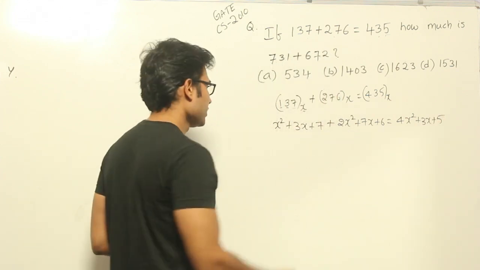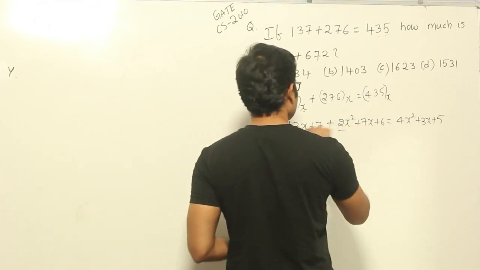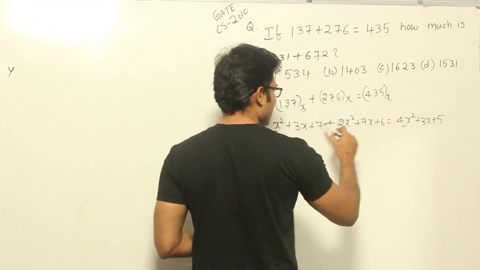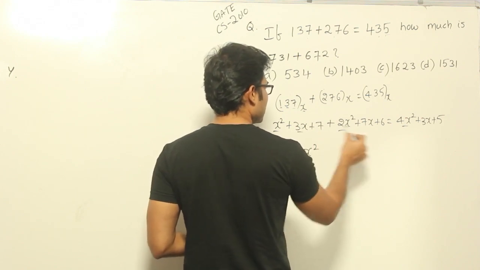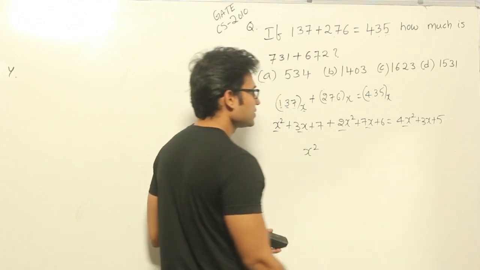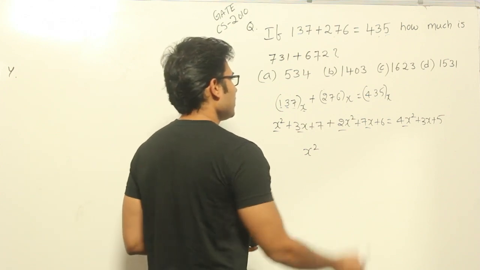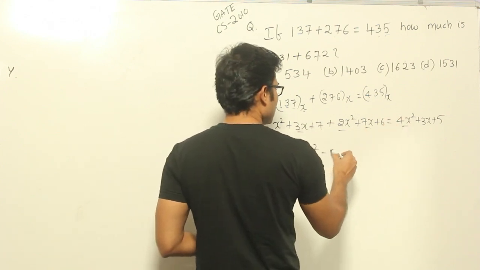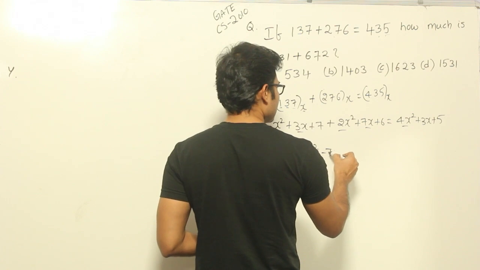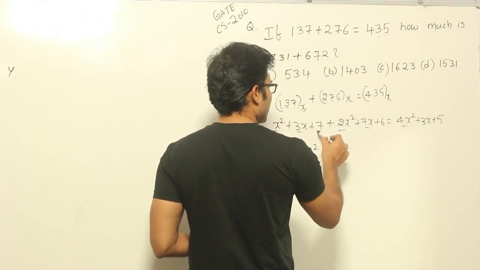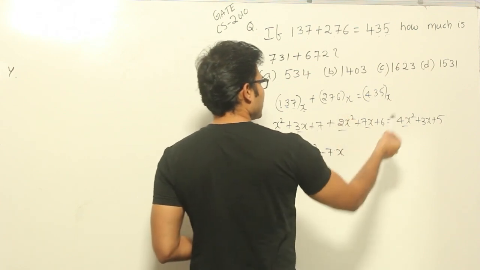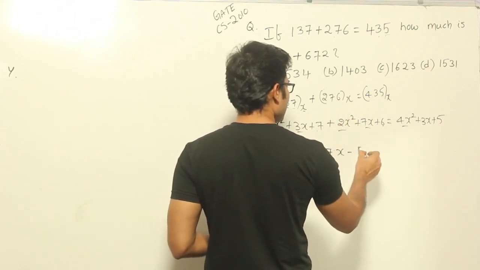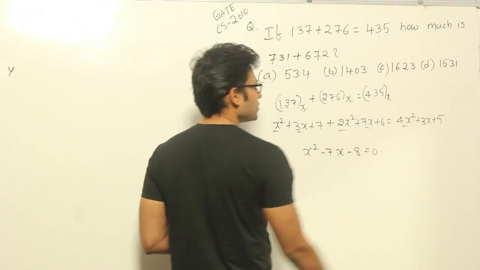Now you try to simplify it. Here 3x square is there, here 4x square. If I send both of them that side, it is going to be x square, and here there is 10x, and here there is 3x. If I send 10x that side, it is going to be minus 7x, and here there is 13, there it is 5. If I send 13 that side, it is going to be minus 8 equal to 0.